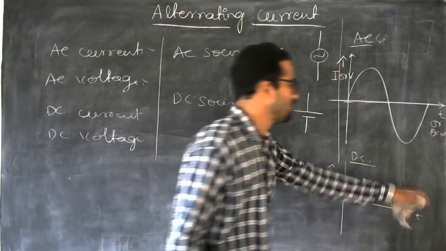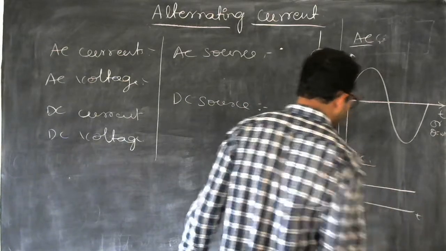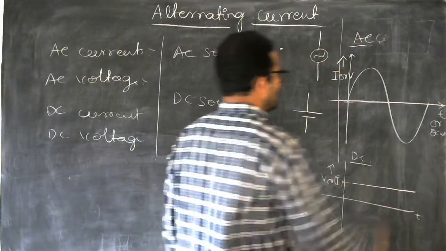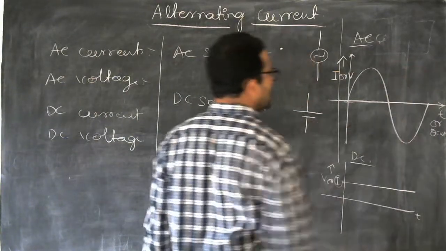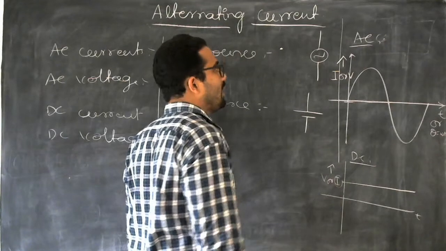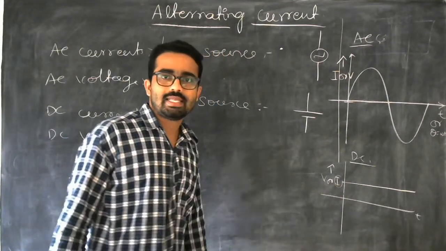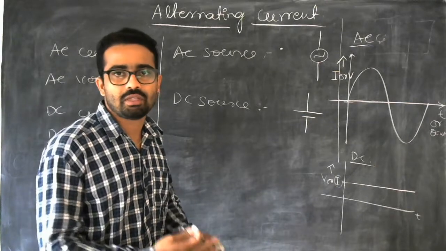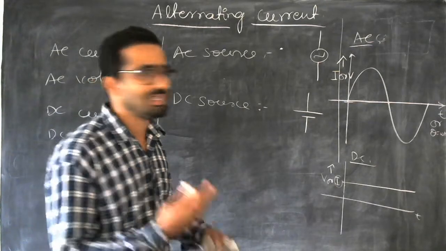Okay, it is a constant everywhere. So this is the representation of DC. So this is the representation of AC, and I told you that in AC the direction of current changes periodically. With respect to time, it will change its direction.